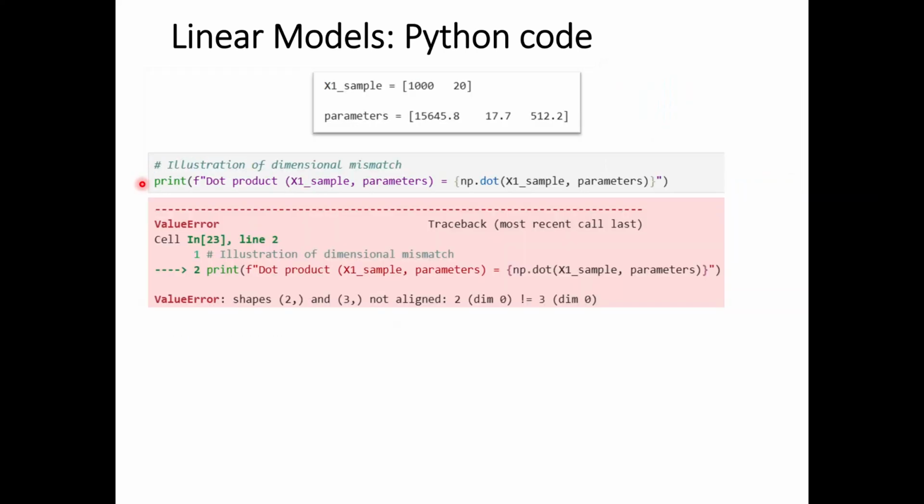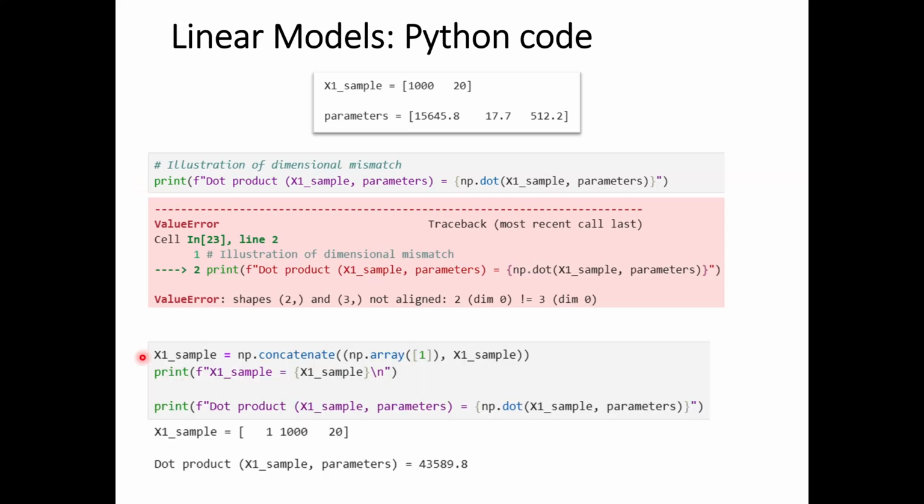If we try to compute the dot product of the sample vector and the parameter vector, we will get an error because their dimensions don't match. Now we first concatenate 1 with our sample. And when we try again to get the dot product, everything is all right. Remember that one of the names for the dot product is scalar product, because the result is always a single number, a scalar.